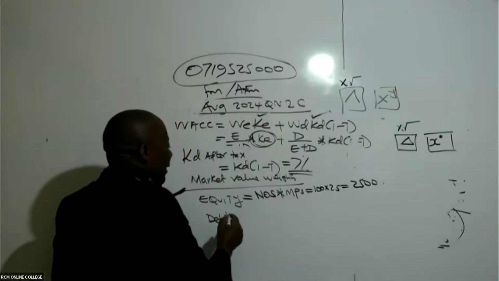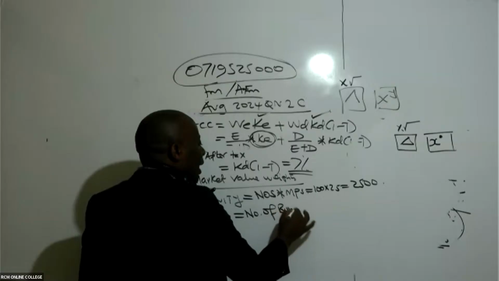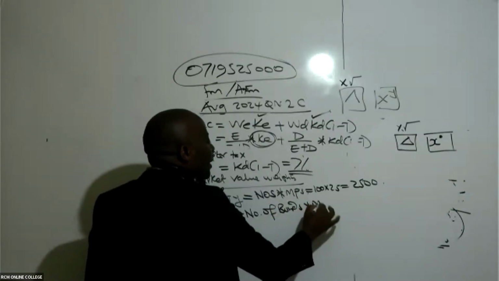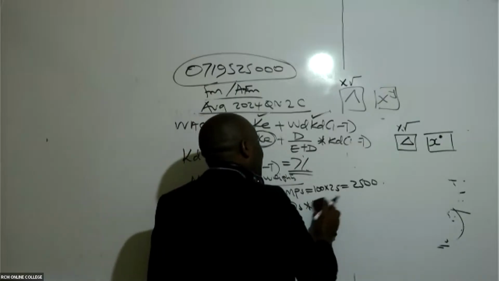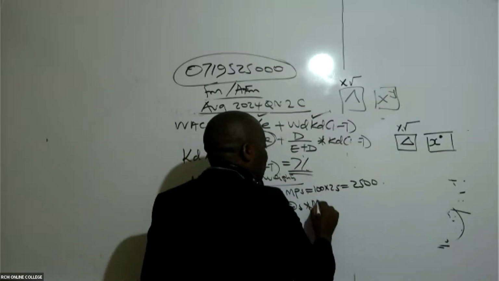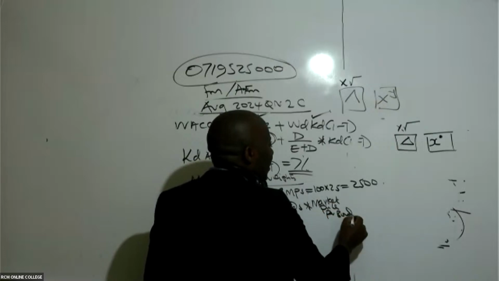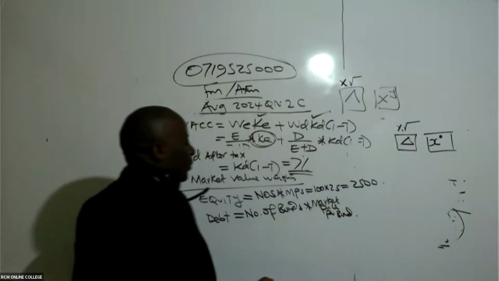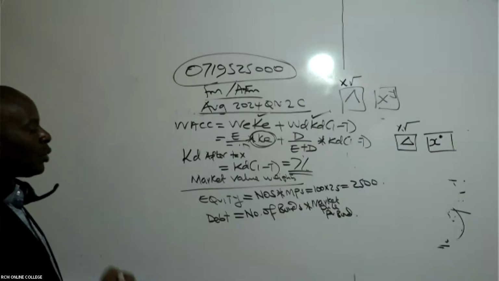And then we have debt. So the debt, normally we take the number of bonds times the market price per bond. So take the number of bonds, the number of debt instruments, times the market price per bond.